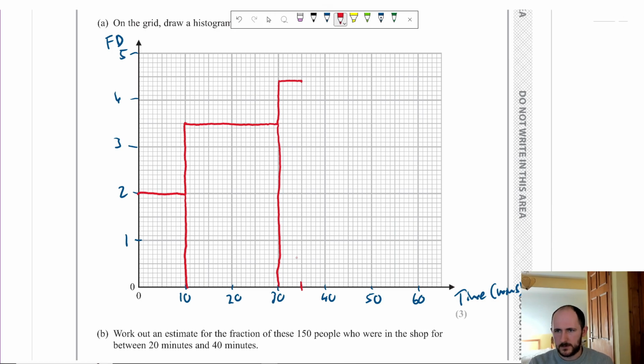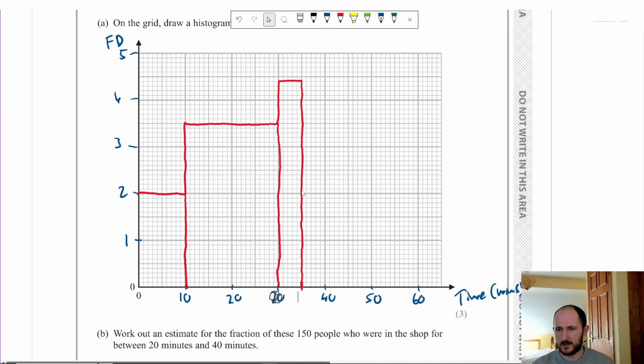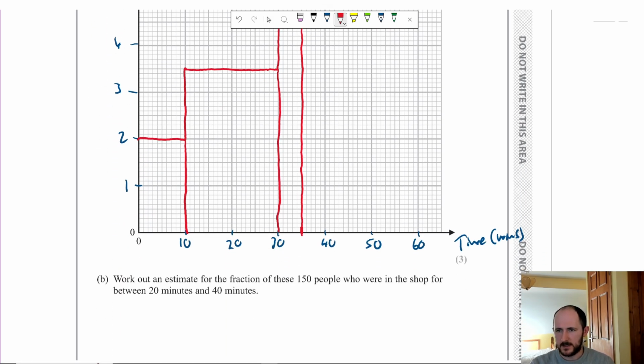Again, try your best to make this neat. When it gets towards the end, that's when my hand starts cramping. There we are. Then we have 35 to 50 goes up to 2. That's nice. It's only up to here. And let's go across.